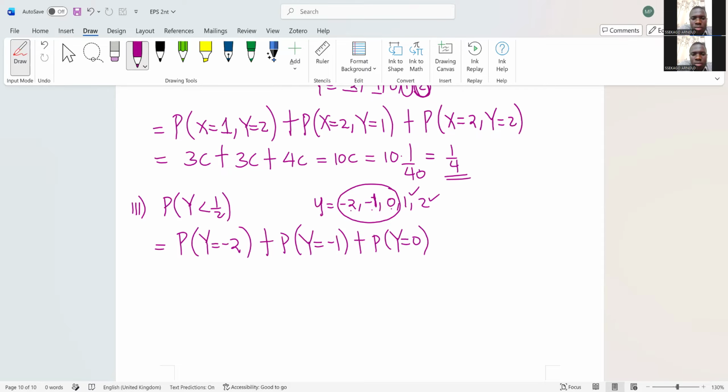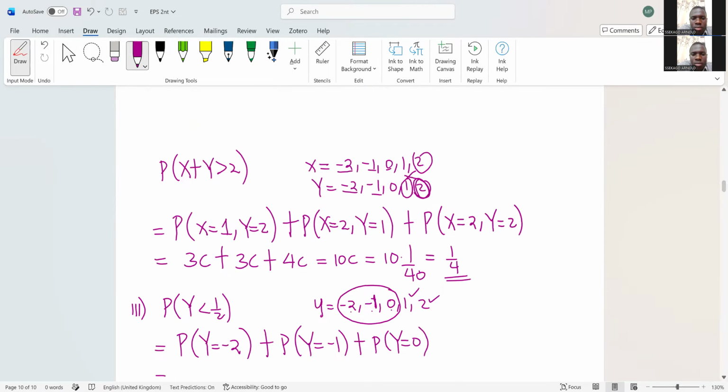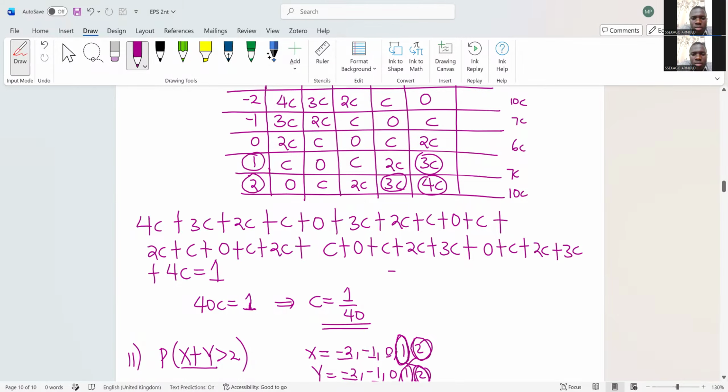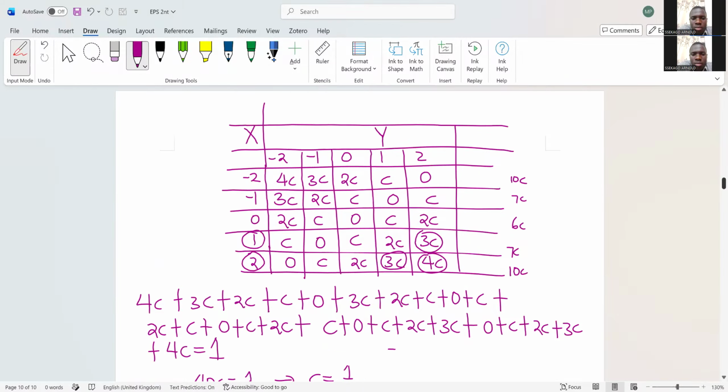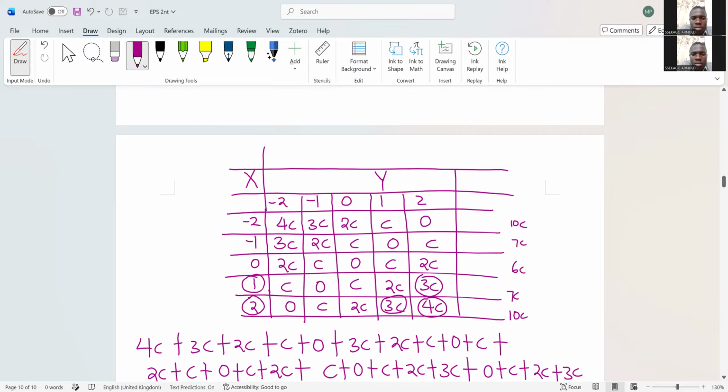So continuing, the probability of y equals -2 as x varies. Look at our table. Y is -2 as x varies. It is this column here. Then y equals -1 as x is varying is this column here. And also y equals 0 is that column.